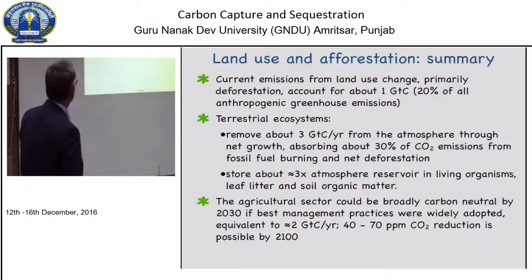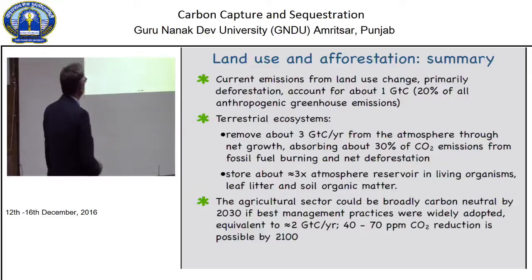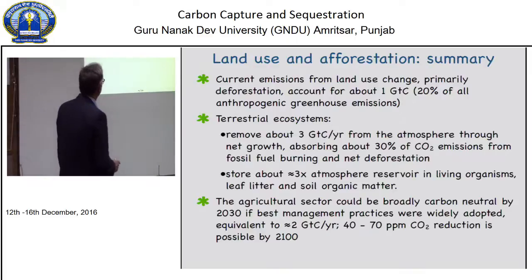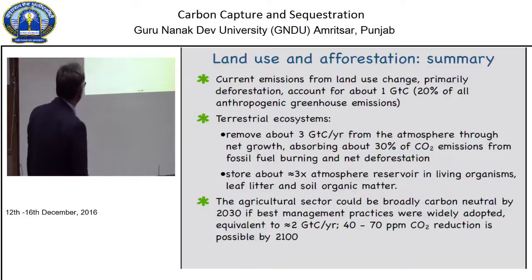But there are some issues with that. Okay, so if you do that, our current emissions estimates predict that about a gigaton of carbon could be accounted for if we plant more trees. We could remove 3 gigatons from the atmosphere through net growth, absorbing most of that from fossil fuel burning and deforestation.